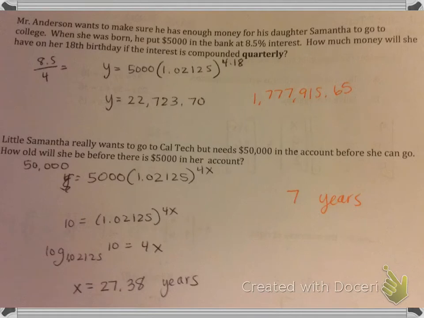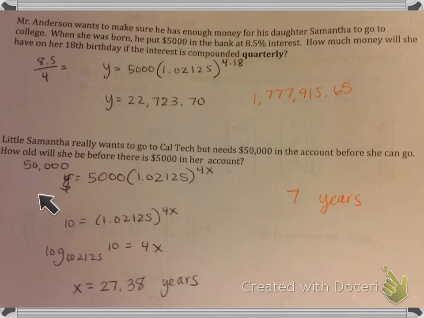All right. In part 2, we wanted to know at what point is she going to have $50,000 in this bank account. So I'm going to use that same equation, and now I don't know how many years it's going to take, so I'm going to leave that x in there, but it still has to say 4x. Some of you ran into problems for forgetting that 4x. And then go ahead and solve it.